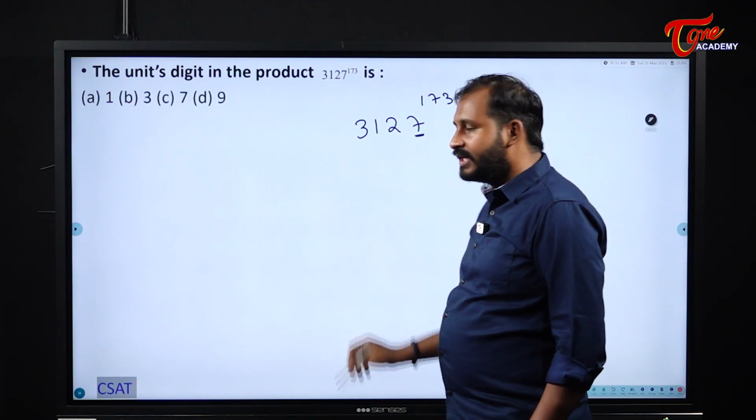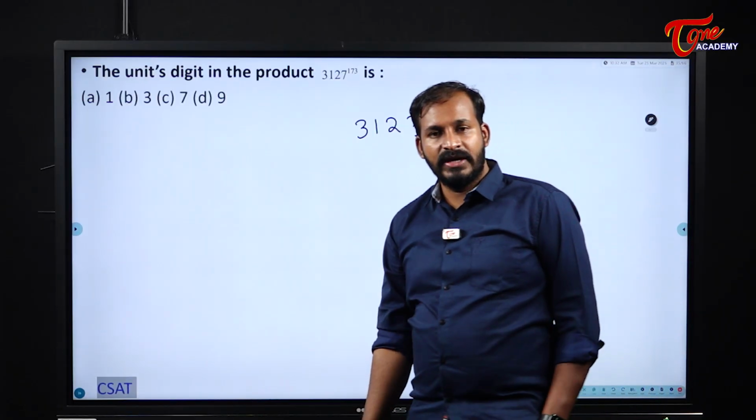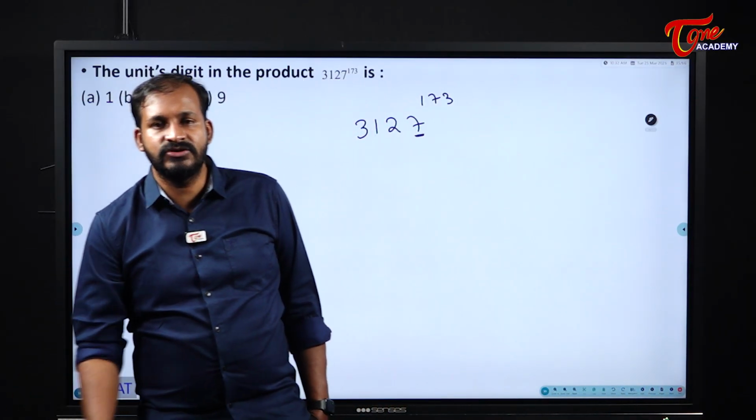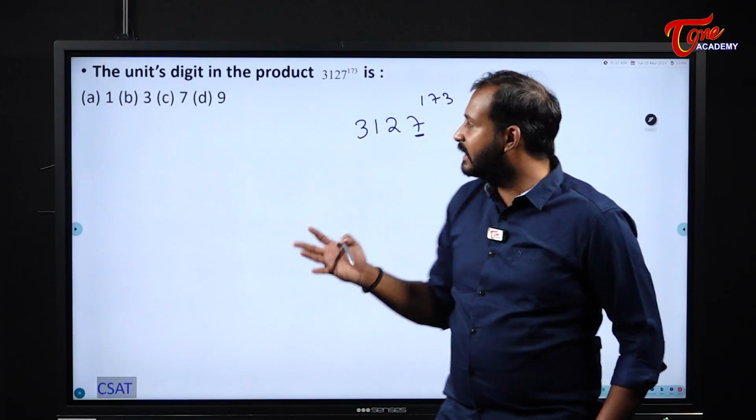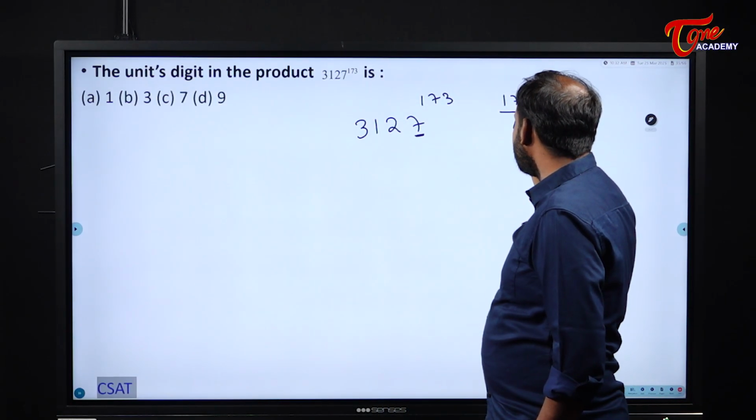See here, what is the unit digit I have in this case? 7. The unit digit I have in this case is 7. So whenever we have 7, for 7 how many chances do we have? 4 chances. So immediately divide the power with 4. That means what? 173 by 4.